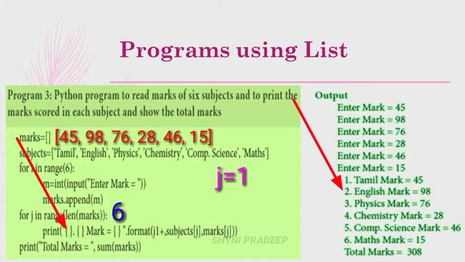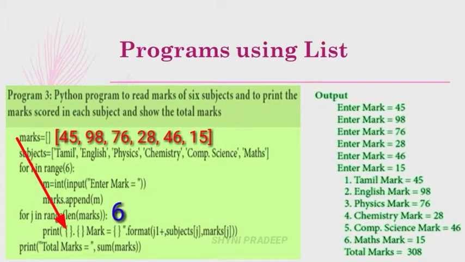Now print. We updated j variable, so j becomes 1. So j plus 1 means 1 plus 1, 2. Okay. Dot. Here English mark is equal to, mark value is what? 98. Okay. Next update the value of j. So this j becomes 2. So j plus 1 means 2 plus 1, 3. So 3 dot physics mark is equal to 76. Continue this execution until you reach the last subject, that is maths. Okay. After reaching the last subject, then the condition becomes false.